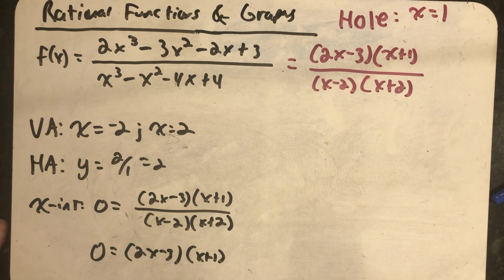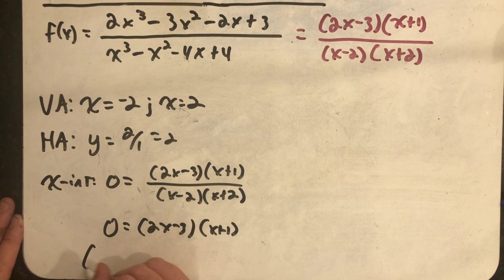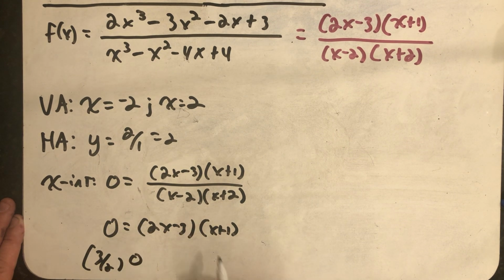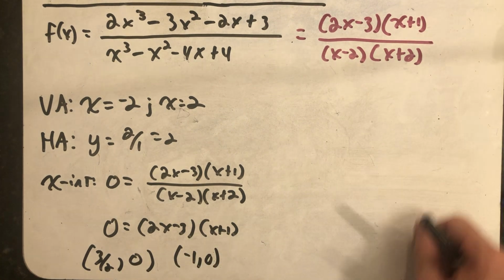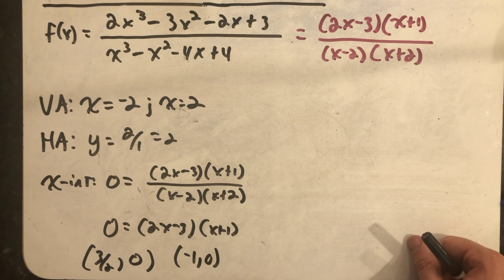All right, so where are those x-intercepts? Well, this piece would be equal to 0 at 3/2, right? Just add 3 to both sides, divide by 2. Set this piece equal to 0, get an x-intercept at -1, 0. I have a hole, a vertical asymptote, a horizontal asymptote, and 2 x-intercepts, 2 vertical asymptotes as well.